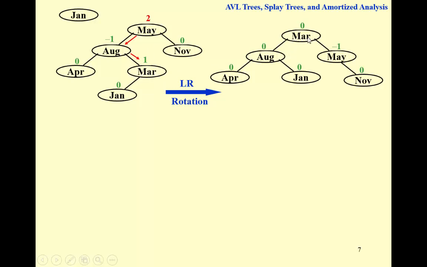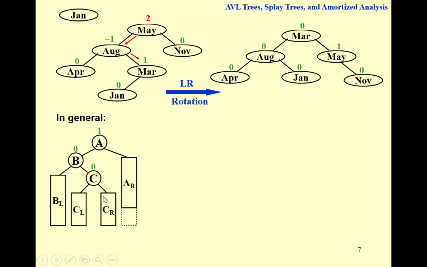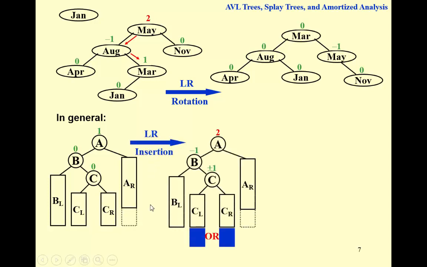March will be the new root. August is still here. And the original root, May, is going to be rotated down to be the right child of March. So in general, if this is the original situation and we make an LR insertion, the new node can either be here or here, it doesn't matter.